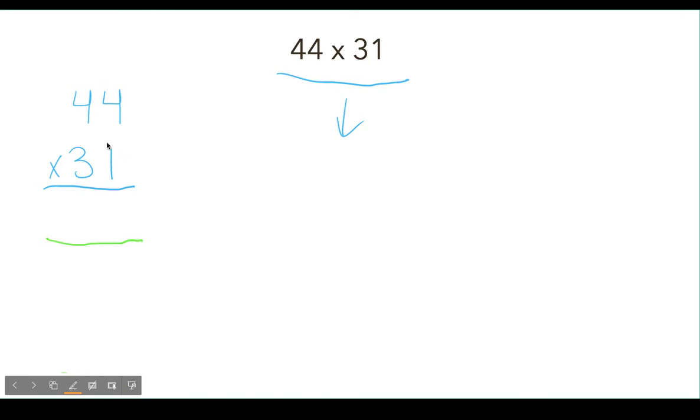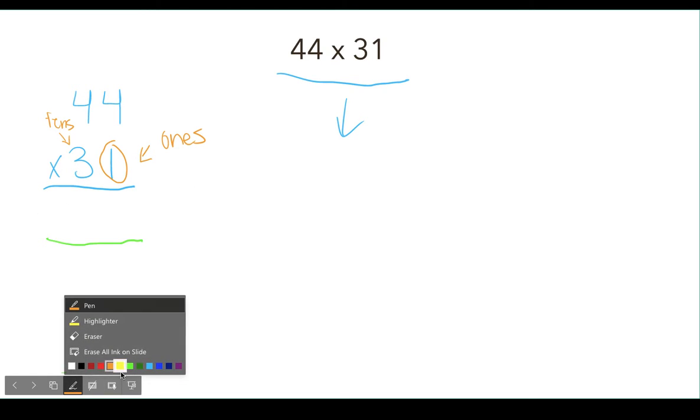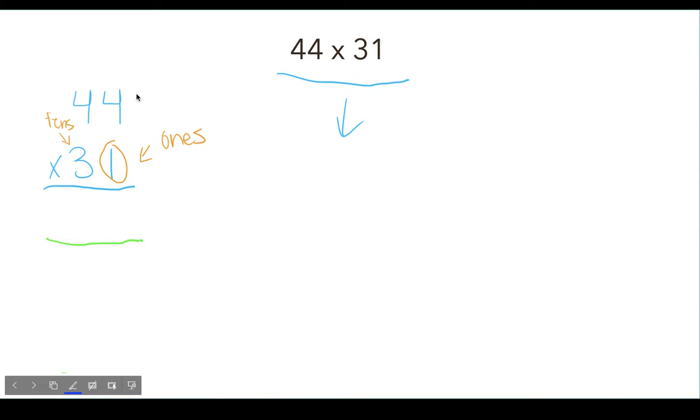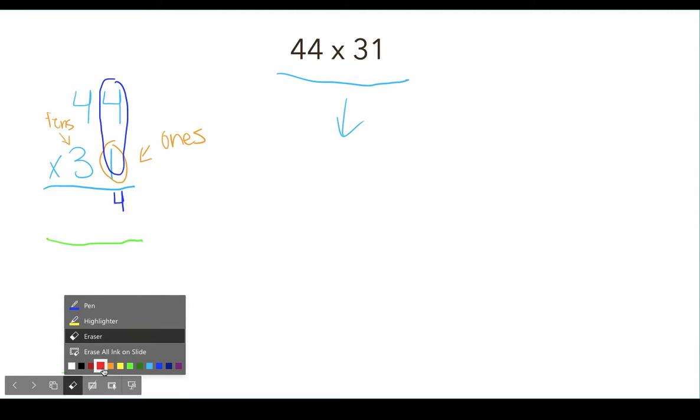So, first, this 1 is in the ones place, and this 3 is in the tens place. So are we going to first solve for the ones or for the tens place? Think about it. We're actually going to solve for the ones place first. So let's do 4 times 1. 4 times 1 is 4. Now you may think that we need to multiply 4 times 3, but we'll get to that later. For right now, we're not solving it.